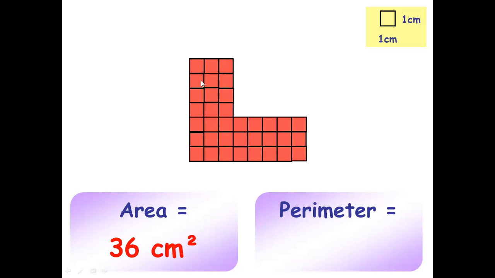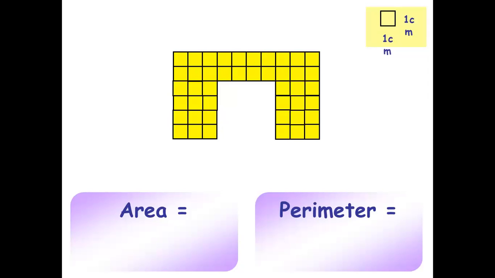What about the perimeter? I'm going to count from outside. 1, 2, 3, 4, 5, 6, 7, 8, 9, 10, 11, 12, 13, 14, 15, 16, 17, 18, 19, 20, 21, 22, 23, 24, 25, 26, 27, 28, 29, 30. So it's going to be 30 centimeters. So in this shape, we can differentiate between the area and the perimeter.